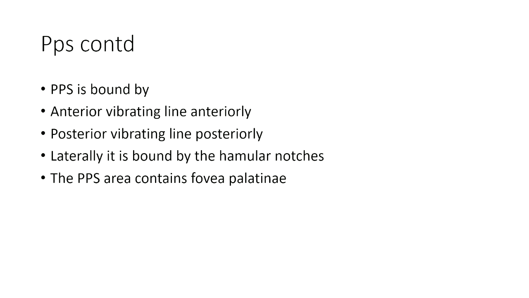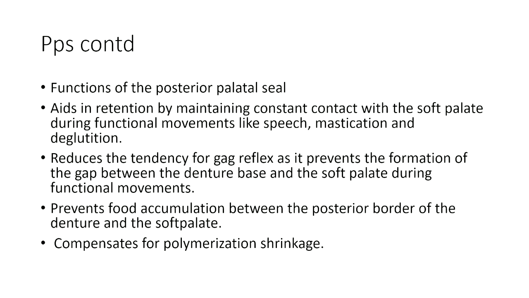The PPS is bound anteriorly by the anterior vibrating line and posteriorly by the posterior vibrating line, and laterally it is bound by the hamular notches that we saw earlier. The PPS generally contains the fovea palatinae. These are nothing but minute openings of salivary glands.